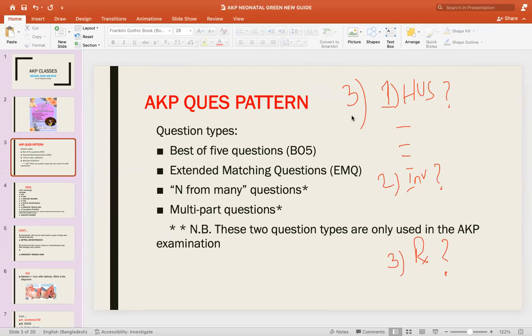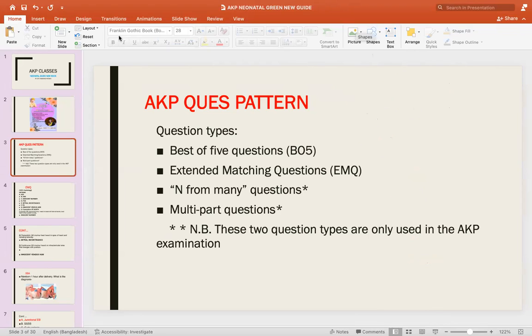Among these 3, question 3, there is 1 question, 2 question, and 3 question. And here answer can be A, B, C. So answer can be 1 or 2. You got my point? This is called multi-part question. That means in question number 3, there is 3 questions. Okay, this is called multi-part question.